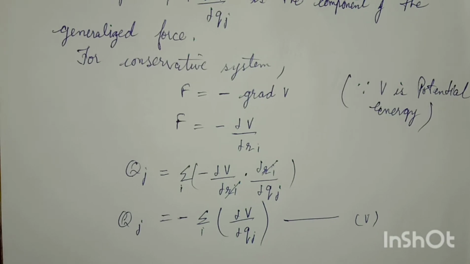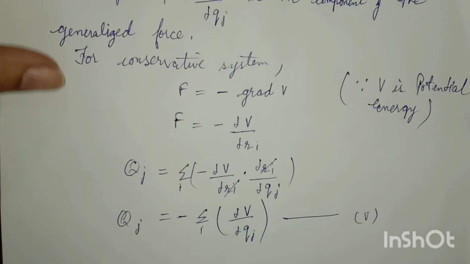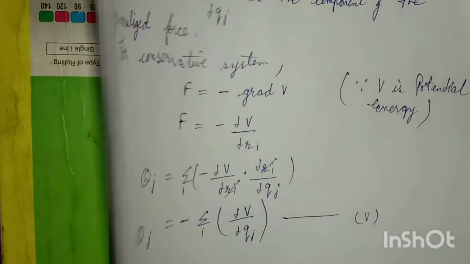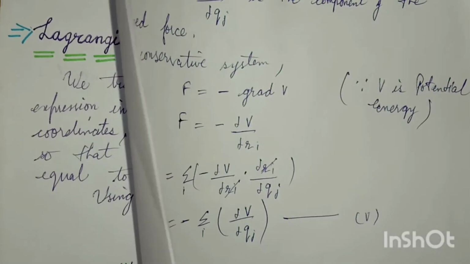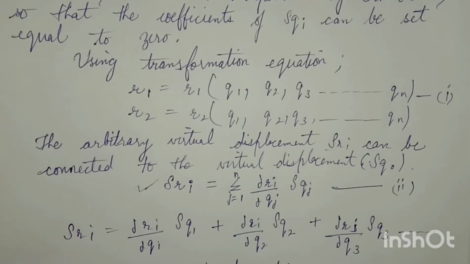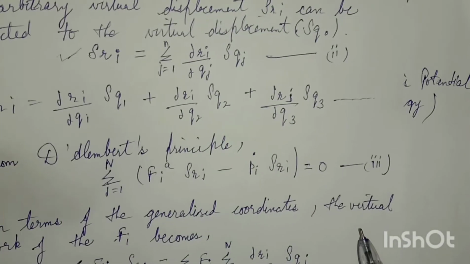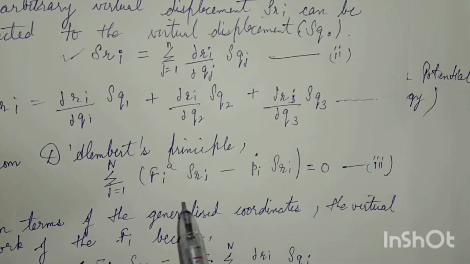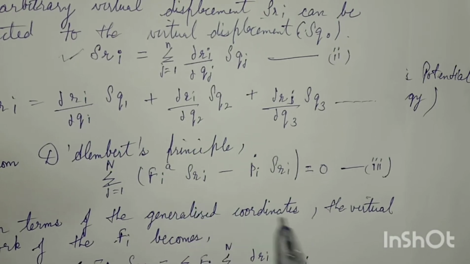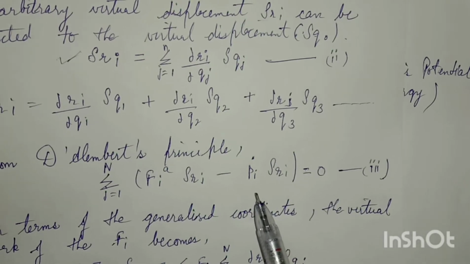Now we have to find the value of momentum, which is from our equation number 3. We get the value of Fi^A dot delta Ri. Now we have to find the value of change in momentum. So let's start.